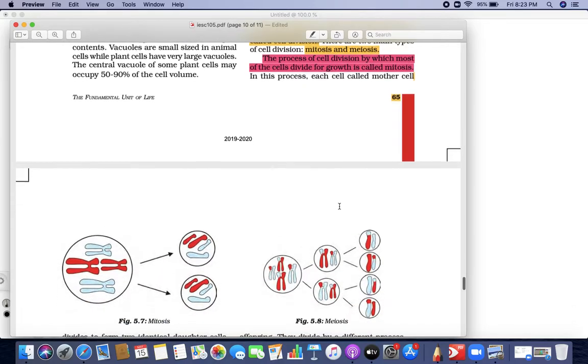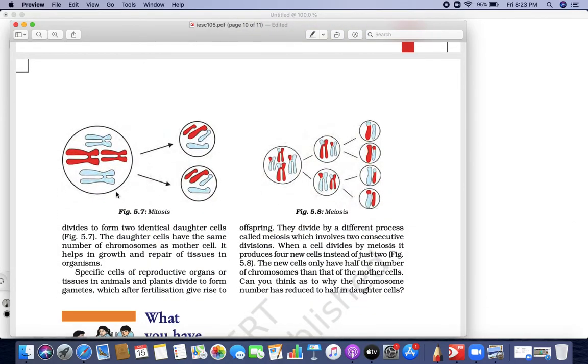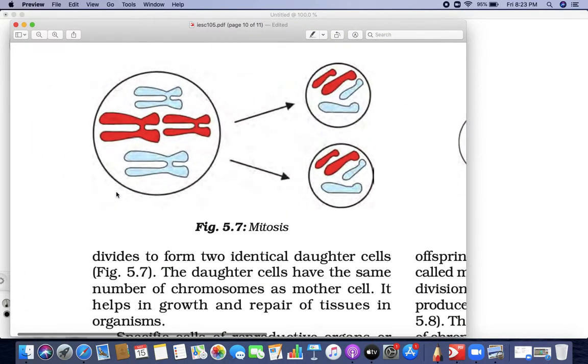Now see the first image. This rod-like structure is a chromosome. I already told you about chromatin: whenever a cell is going to divide, the chromatin material inside the nucleus, which is a hair-like structure, arranges itself to become chromosomes. This is a mother cell. Now the mother cell divides into two daughter cells.